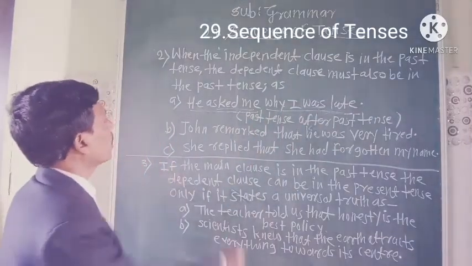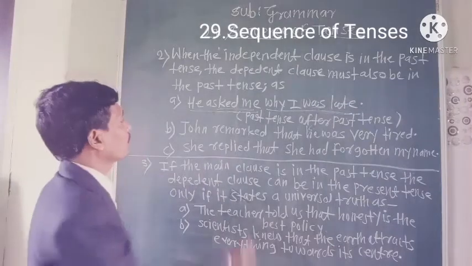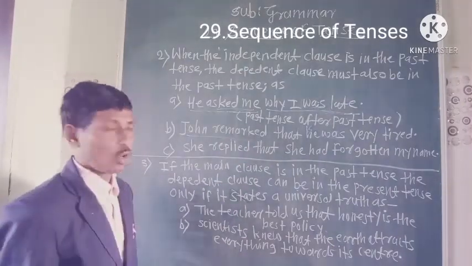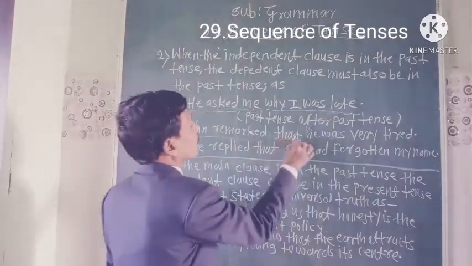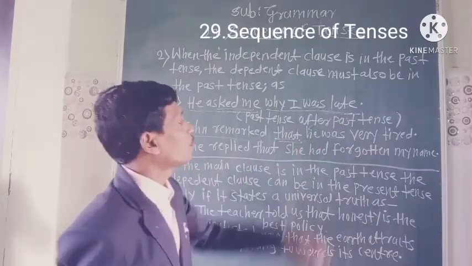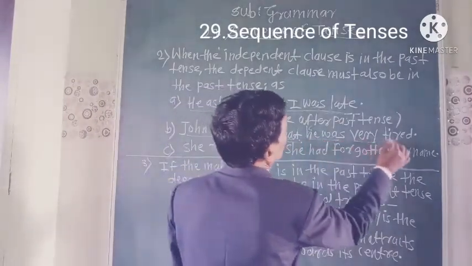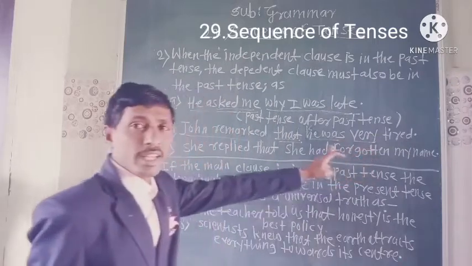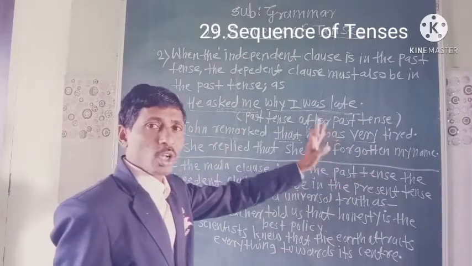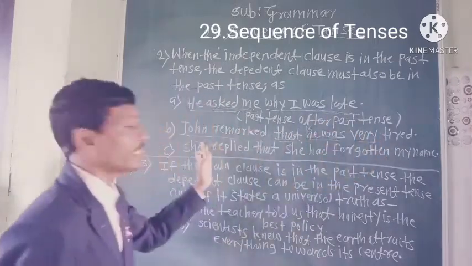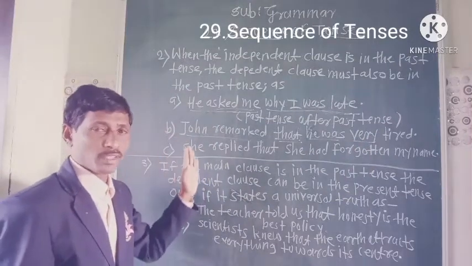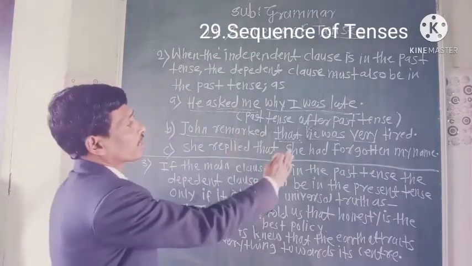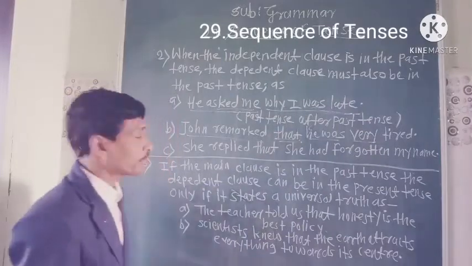Next example: John remarked, this is the independent clause, that, the conjunction, he was very tired. This means the dependent clause is also in past tense and the independent clause is also in past tense. So past tense after past tense.